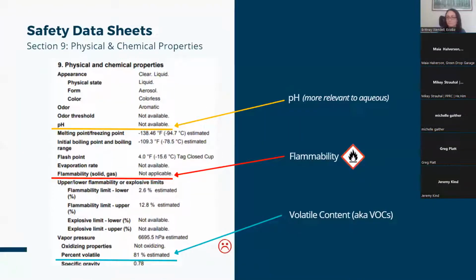This one's a little bit complicated, but I like to pull a couple of things out of here. The pH, we'll talk more about that when we get to the aqueous detergents, but it tells you the pH if it's relevant. It talks about flammability, and then percent volatile. So this is the VOCs that Brittany introduced to us. And this particular one is 81%, which is really, really high. I'll give some context for that in a little bit.